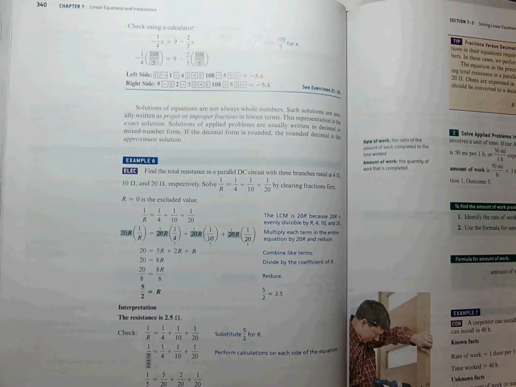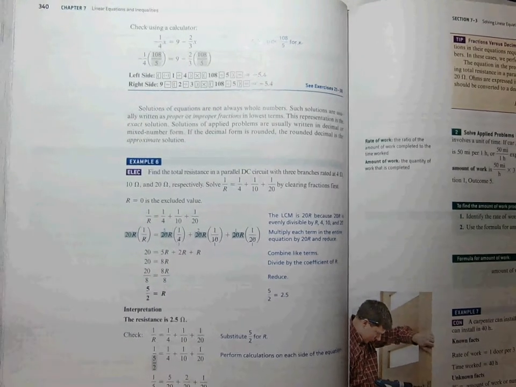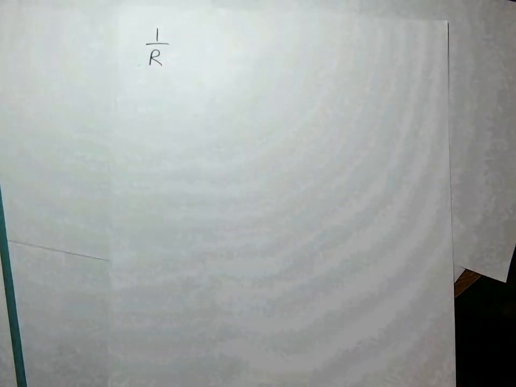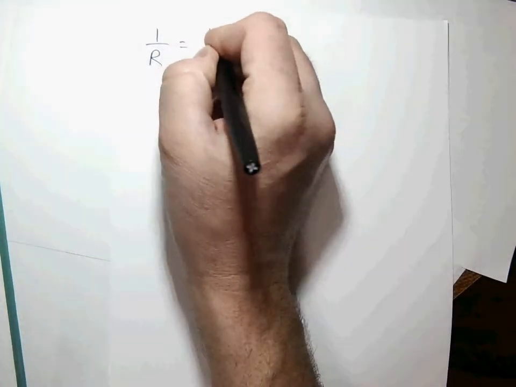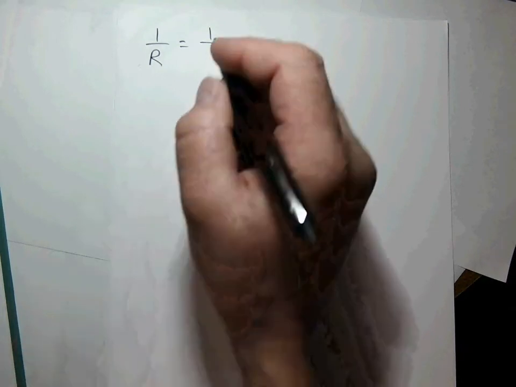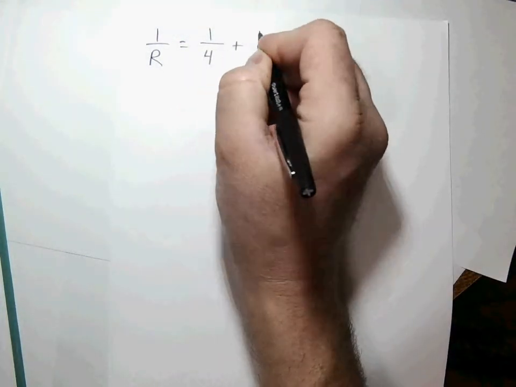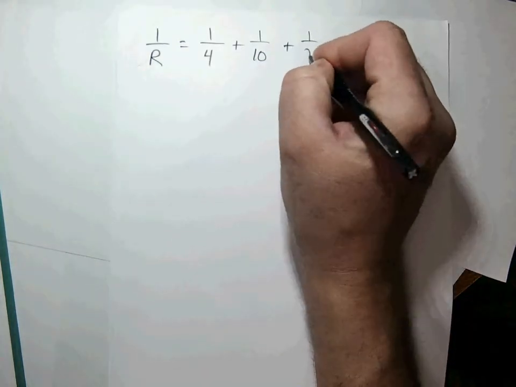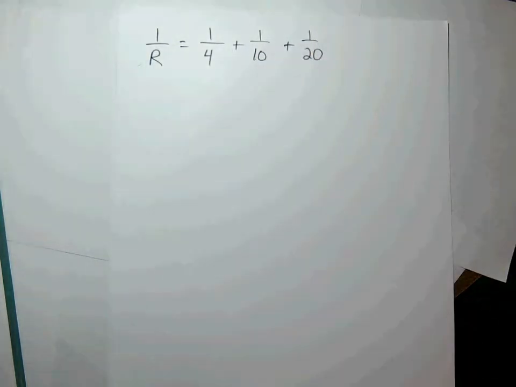And the formula is 1 over R, and again that would be our total resistance, equals 1 over the individual resistance, and then I add them all together. So I've got 1 over 4 ohms plus 1 over 10 ohms plus 1 over 20 ohms, right? It's an equation. Find R. I've got a bunch of denominators at work here.